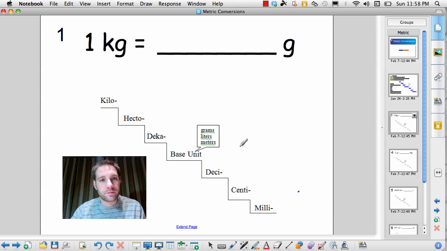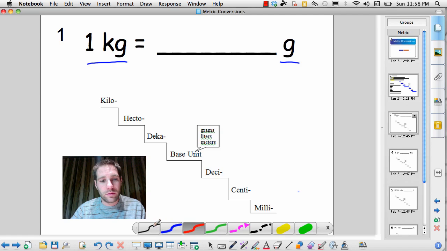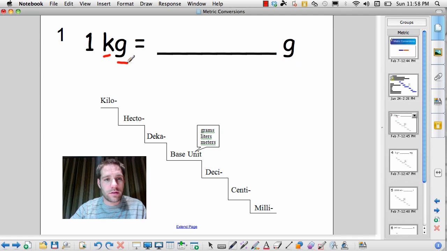So for problem 1, what we're given is 1 kilogram and they're asking us to change it to grams. So let's take a look. This is how we want to use what we call our metric staircase. So what I like to do is look at where I'm starting. I have a K in front of my G. The G means that I'm using grams. That's my base unit here. The K means I'm starting up here at the kilo step on my metric staircase. What I want to convert to is grams, again my base unit. So they're asking me to convert all the way down here to my base unit.